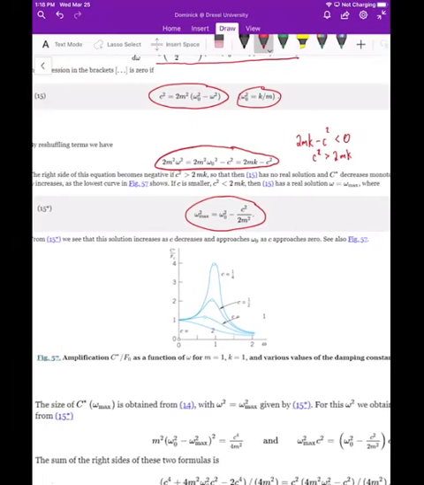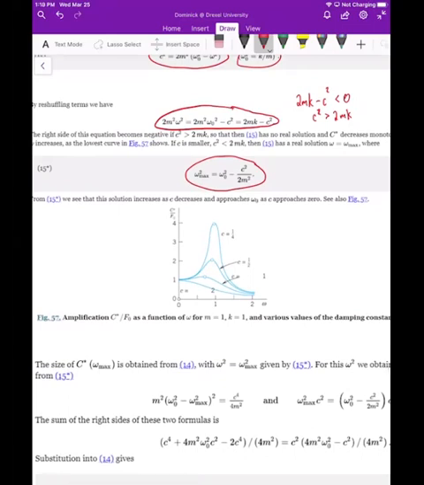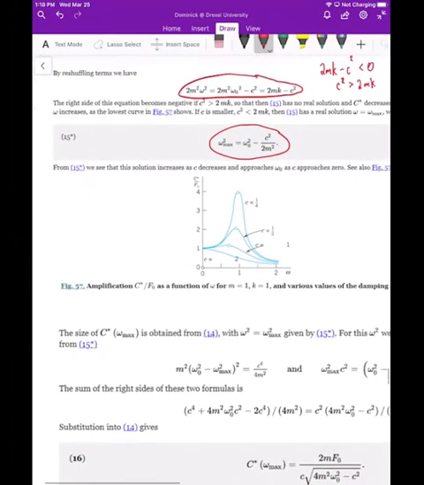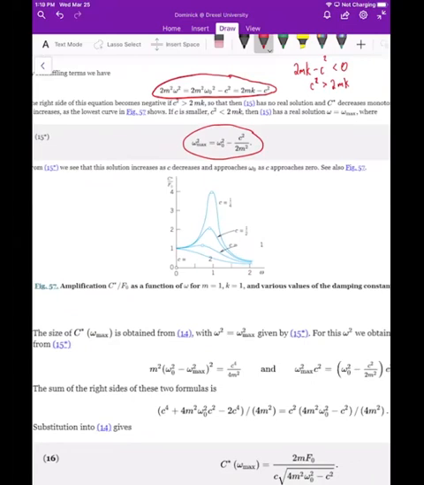So of course, this solution will increase as c decreases, and it's going to approach omega 0 as c approaches 0, right? And that makes sense, because if c approaches 0, that means you're eliminating the damping, and the maximum is going to be the same as the natural frequency. Okay. And this is showing how the damping constant plays a role in the amplification, right? So that's something that's helpful to us.